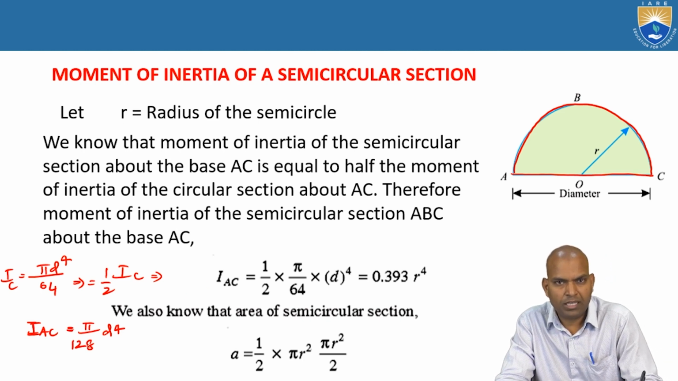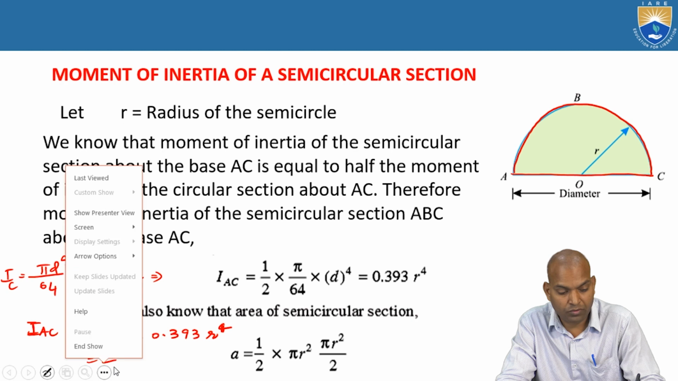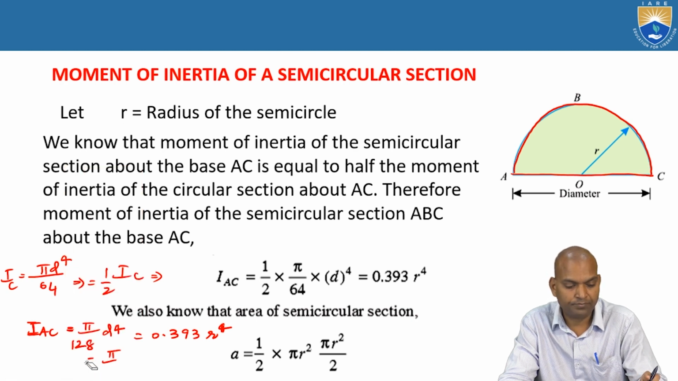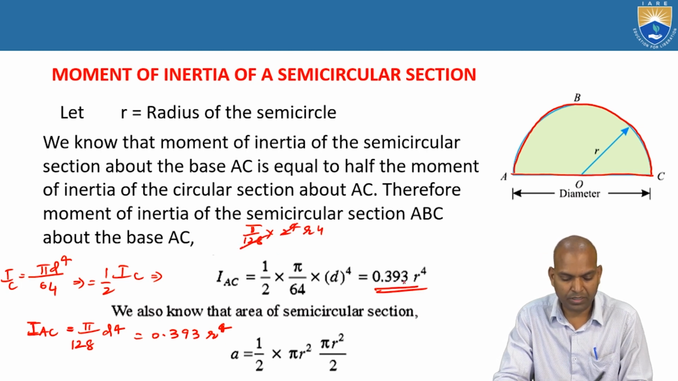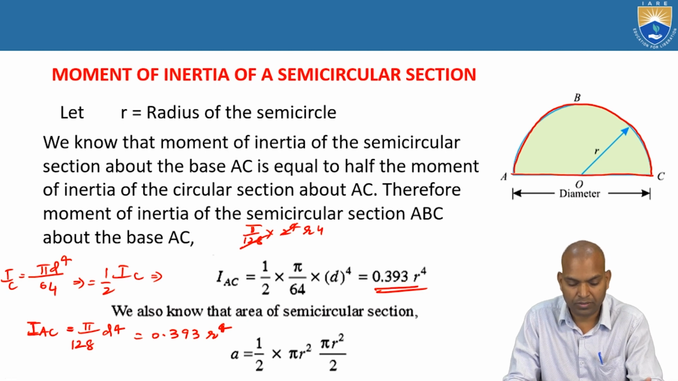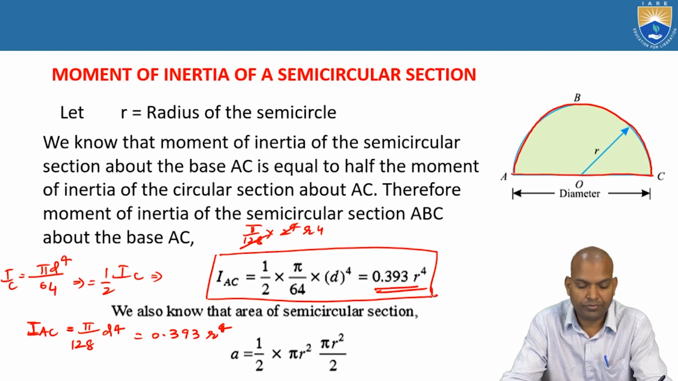If we simplify this pi by 128 and do the calculation, it becomes 0.393 r power 4, substituting d equal to 2r. That is pi by 128 times 2 power 4 and r power 4, and cancelling and simplifying, it becomes 0.393 r power 4. So I_AC equals 0.393 r power 4.